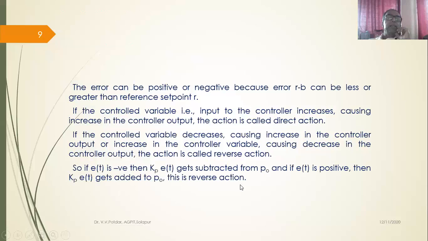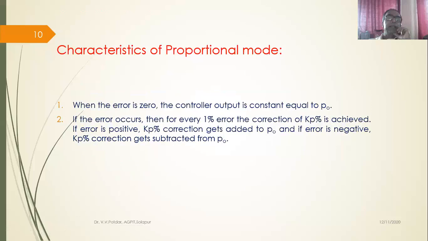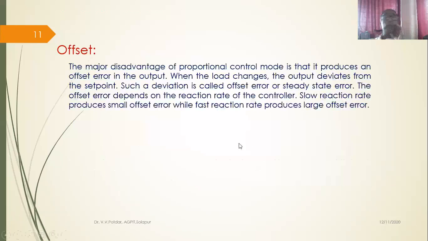Let us quickly see the typicalities. One important characteristic of proportional control action is offset. Now, this is a major disadvantage. Before getting into verbal description, I'll try to give you one example.